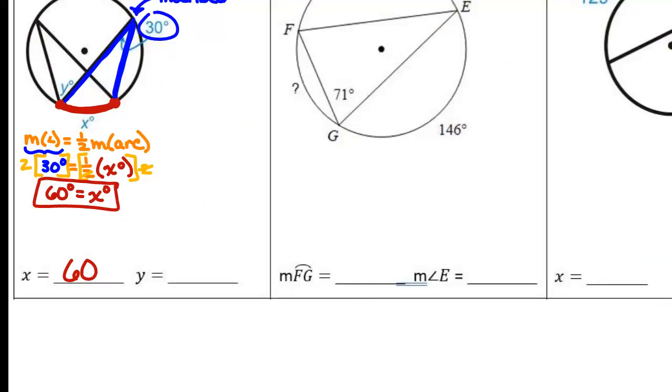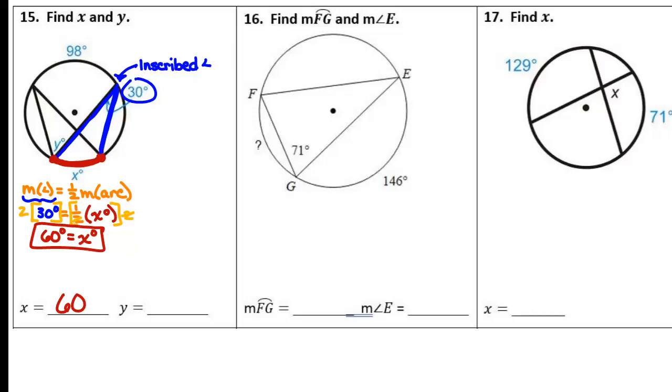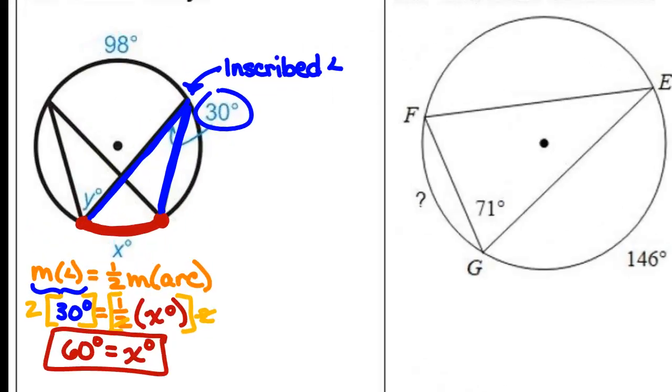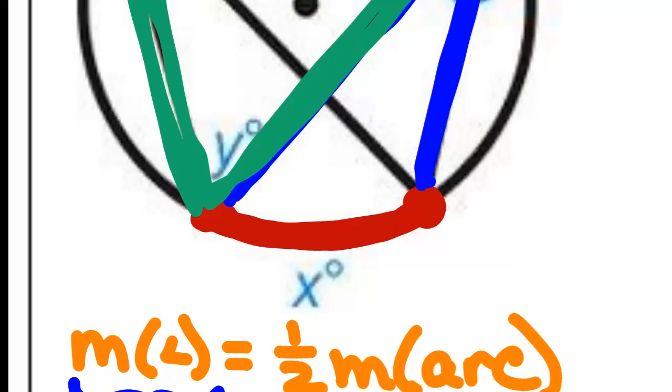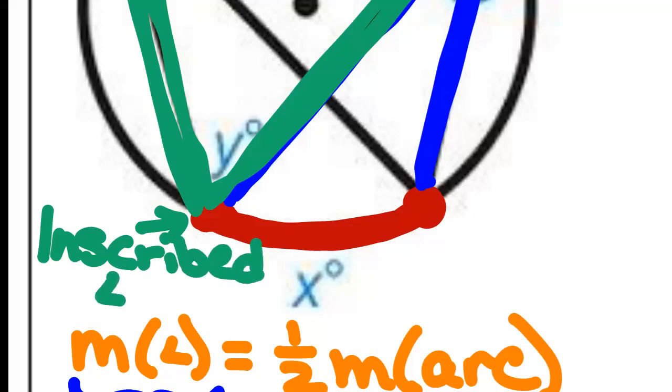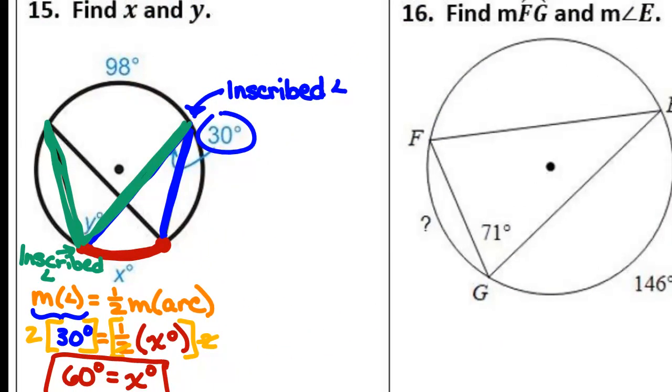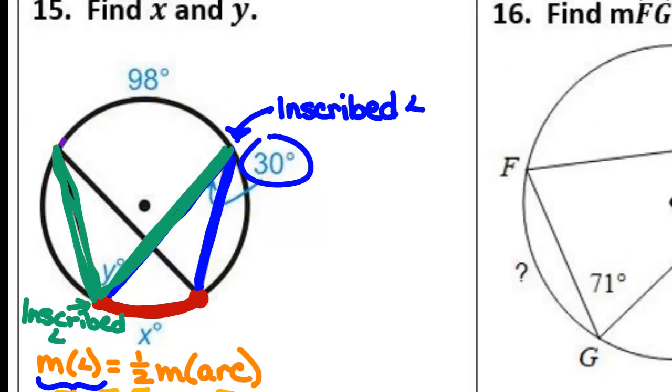And then we need to find y. Is y another arc? No. So what is y? It's an angle. What kind of an angle is it? It's another inscribed angle. What is the arc that it's intercepting? 98.